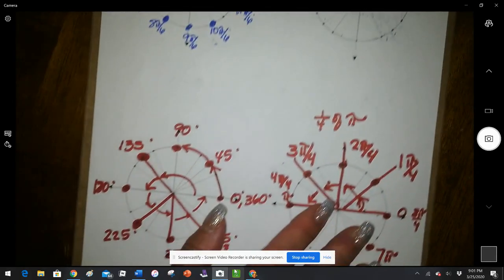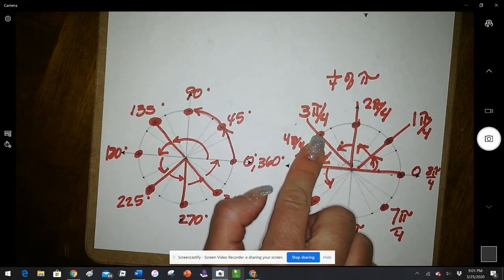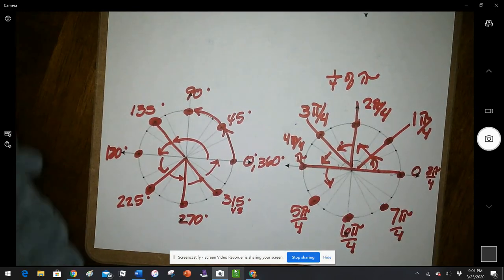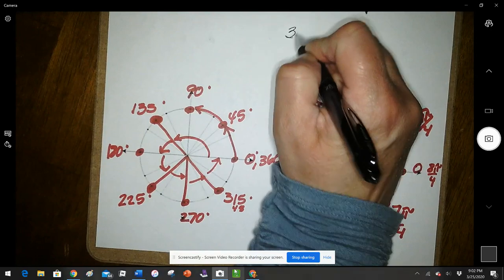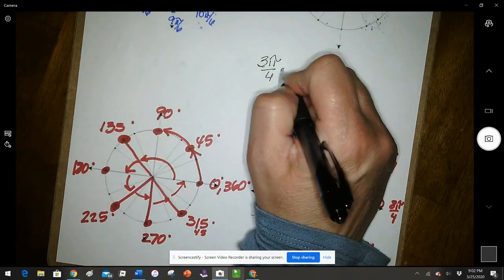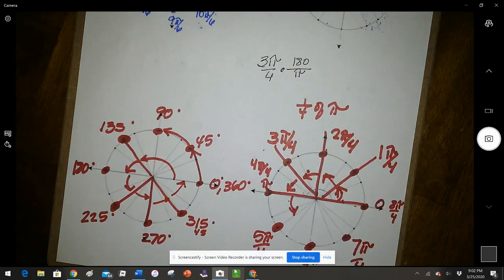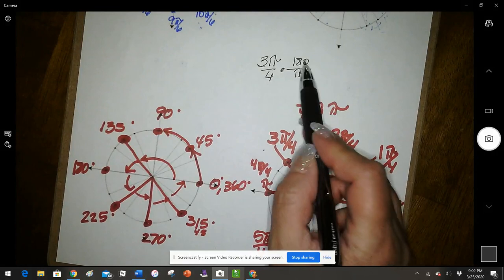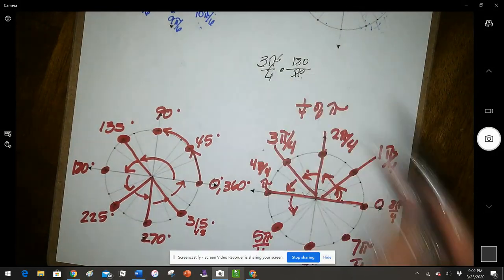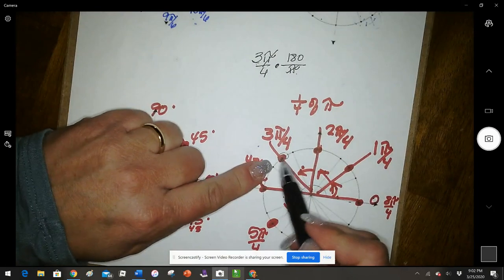So if I said to you, hey, how many degrees is 3 pi over 4? You can absolutely go through the conversion. So 3 pi over 4, how many degrees is that? You can absolutely do 180 over pi and reduce and do all of this mess. Or you can say, oh, 3 pi over 4.